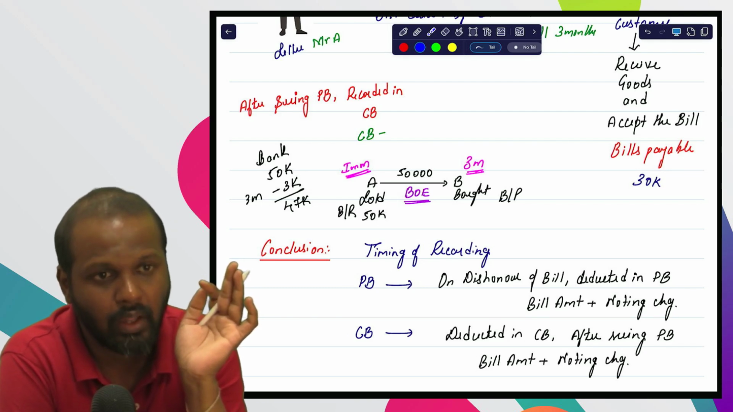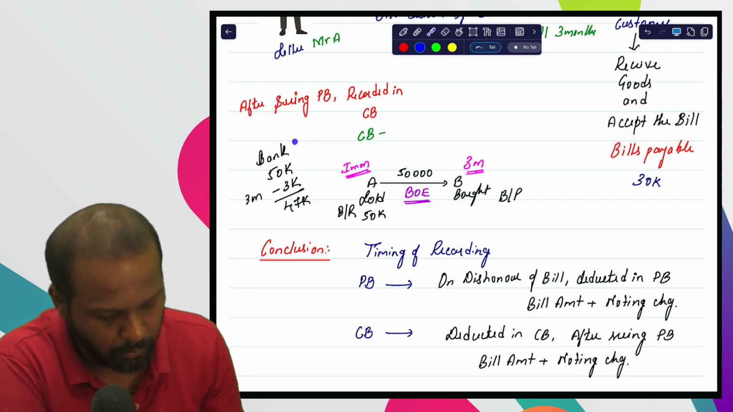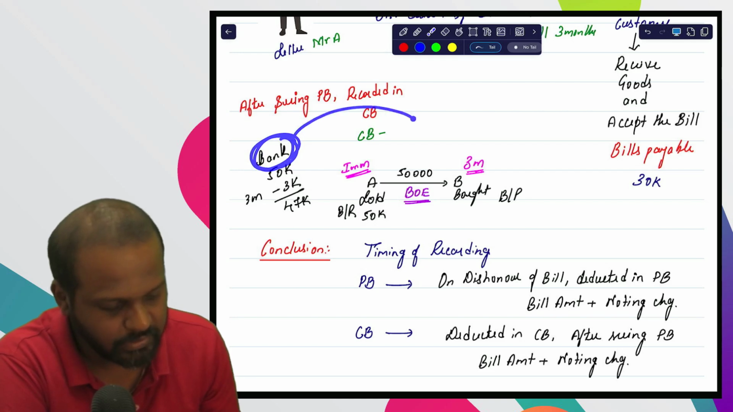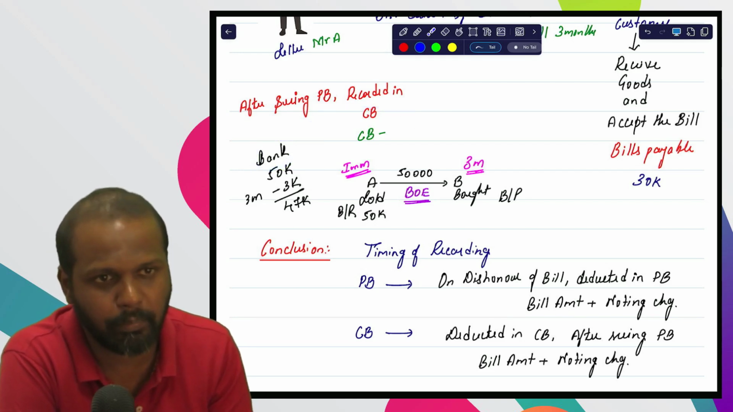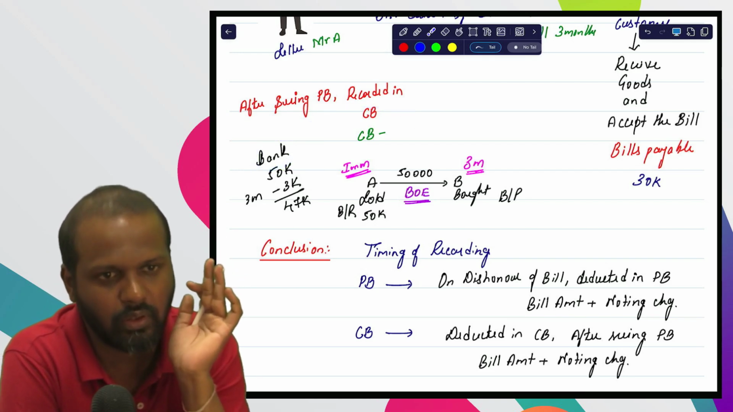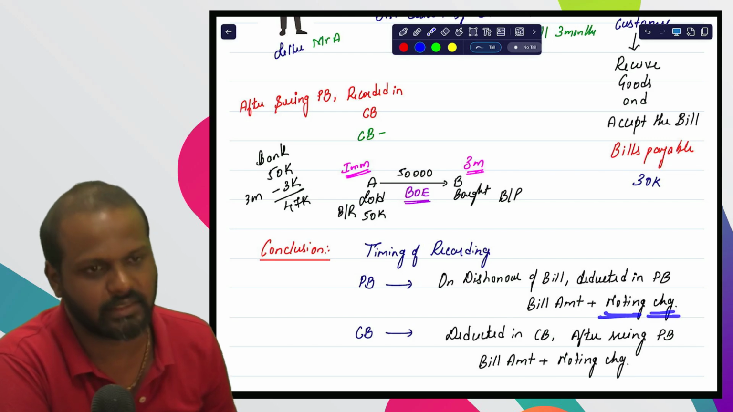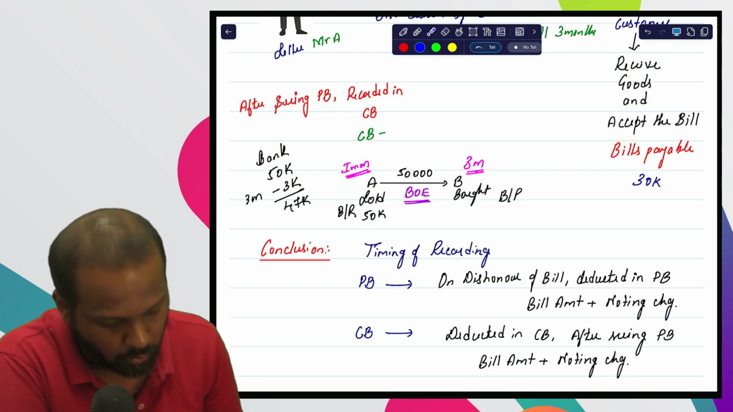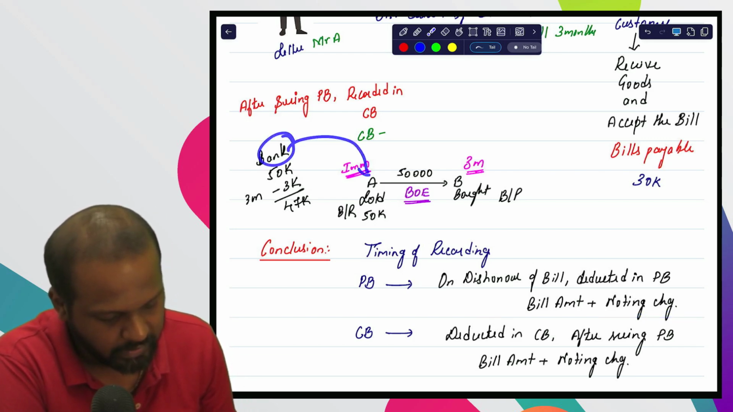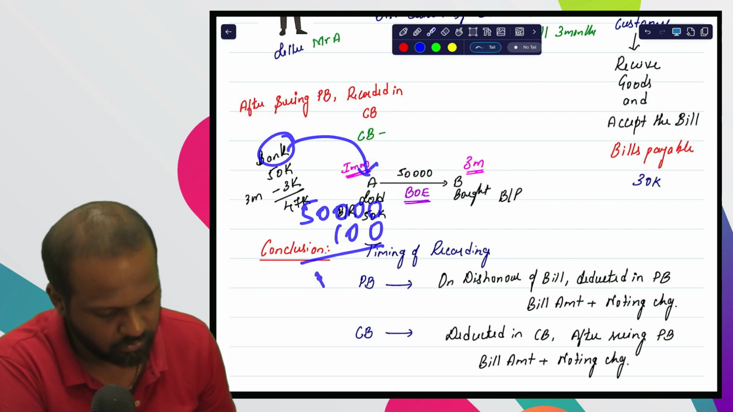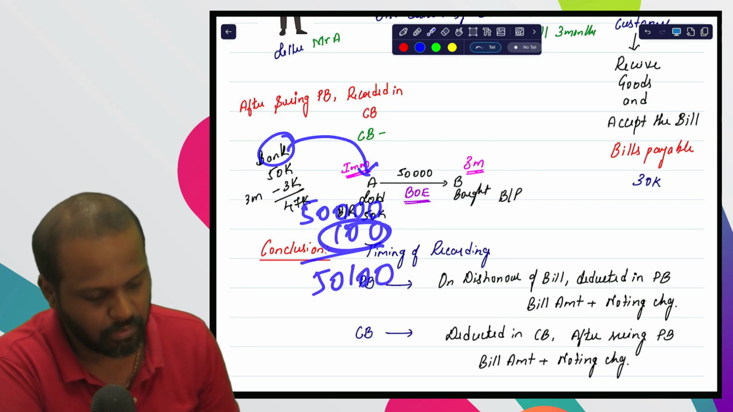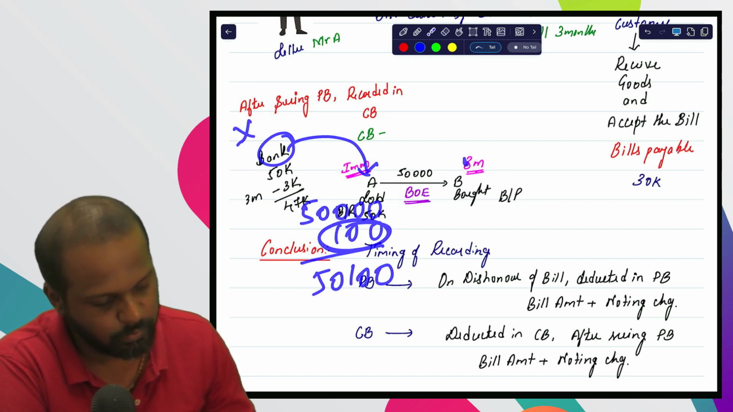And who has to pay that 100 rupees? The person who is holding the bill has to pay the 100 rupees to the notary public to note down the facts of dishonor. That is called noting charges. For noting the facts of dishonor, some charges, 100 rupees. Now what will the bank do? The bank will take 50,000 plus 100 rupees, 50,100 rupees from A. Because this 100 rupees of charges has happened not because of the fault of the bank, it is because of the fault of B.